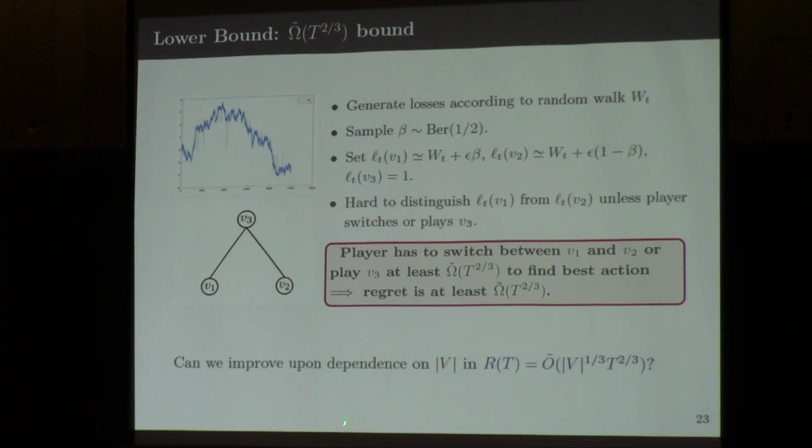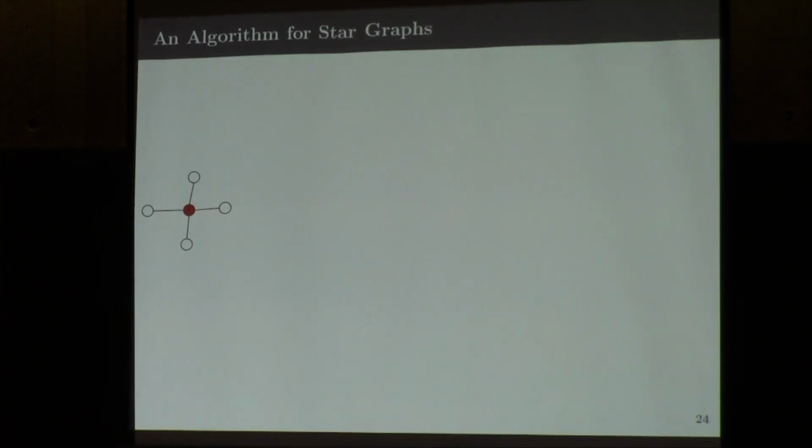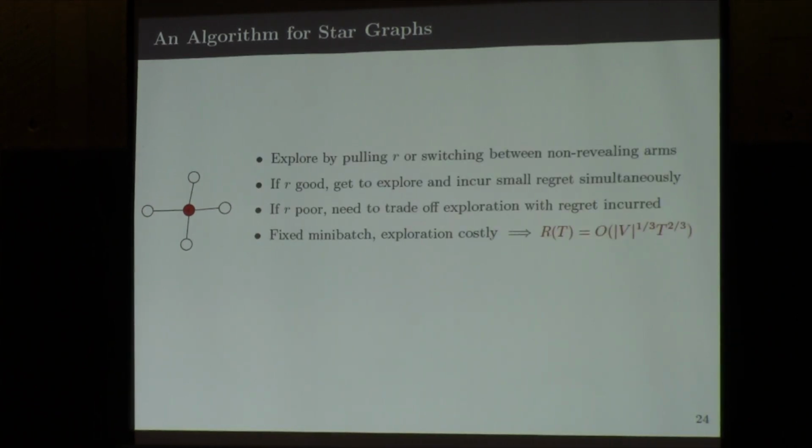Okay. So the question that remains is, can we improve the dependence on the size of the action set, V to the 1/3? And here we can actually show a positive result, and I'm going to motivate the idea by looking at a very simple feedback graph, a star graph. There's a single revealing arm, which I'll call OR, denoted here in red, which if pulled gives me information about everyone else. It's almost as if I'm in the full information setting.